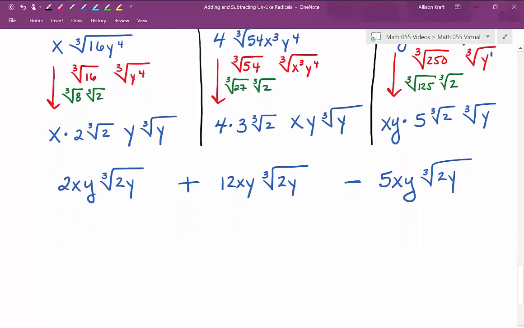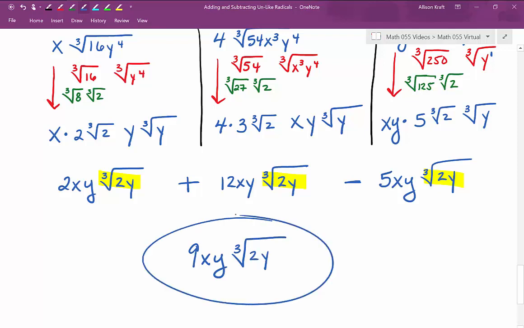I've done all my simplifying, and now I want to check for like radicals, and I do indeed have 3 like radicals. I can add and subtract my coefficients and then bring the radical right down. So 2xy plus 12xy, that's 14xy, minus 5xy. We're going to have 9xy outside, and then my radical stays the same. We get a final answer of 9xy times the cube root of 2y.